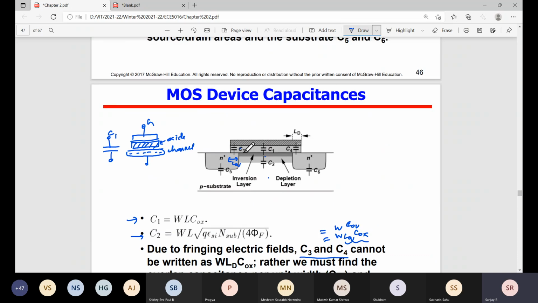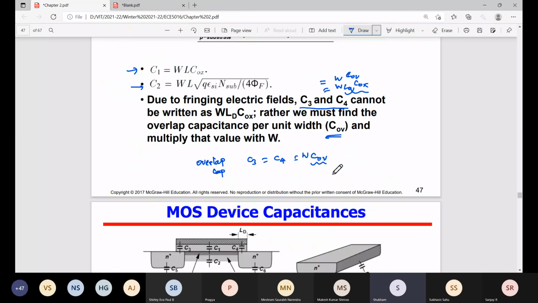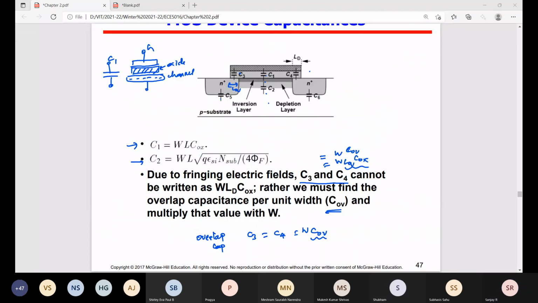So you finish C1, C2, C3, C4. What is remaining? Depletion capacitance. What is depletion capacitance? PN junction depletion capacitance. So does anyone of you know the formula for PN junction depletion capacitance? How it might be? Epsilon A by W. Okay, when I'm increasing the bias voltage, what about capacitance?